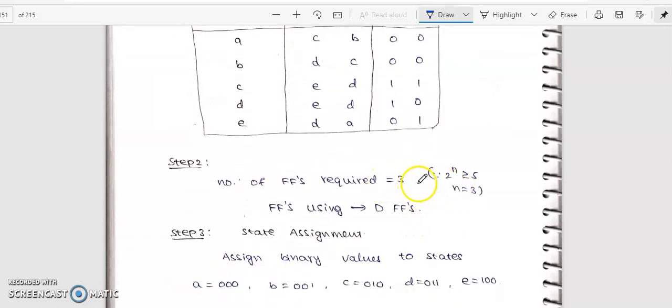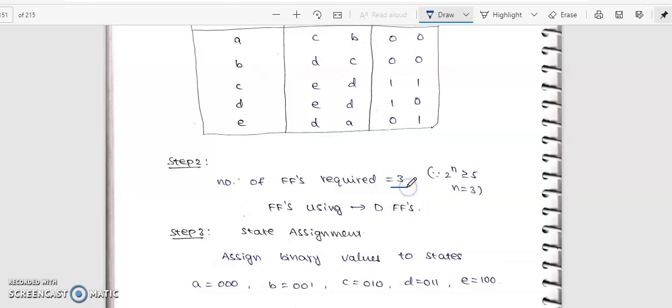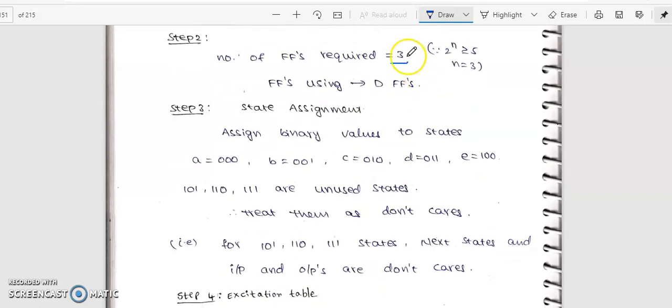According to the equation, we require 3 flip-flops. As we require 3 flip-flops, that means 3 bits. The states are going to be 000, 001, 010, 011, and E is equal to 100. There are 3 unused states. Here he didn't ask you to eliminate the lockout condition. If he asks you to eliminate the lockout condition, then you have to maintain proper arrangements for it. But here that is not the case.